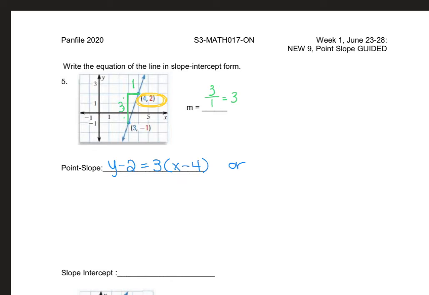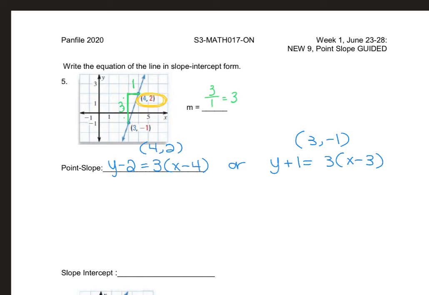You could also have y plus 1 equals 3x minus 3. That's if you pick 3 comma negative 1. This is if you pick 4 comma 2. So again, you have two choices for point slope. At the end, you'd get the same thing for slope intercept.